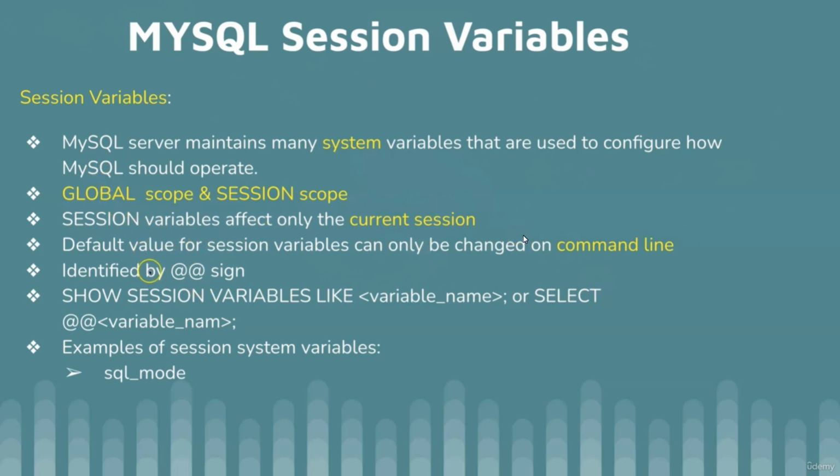Like global variables, session variables are also identified by 2 signs. Similar to global variables, show session variables like variable name, exactly the same as we did with show global variables like variable name, or we can simply say select and the variable name, either it is global or session. An example of a session system variable is SQL_mode. The SQL mode determines how the SQL statements will behave when they go through the database engine.